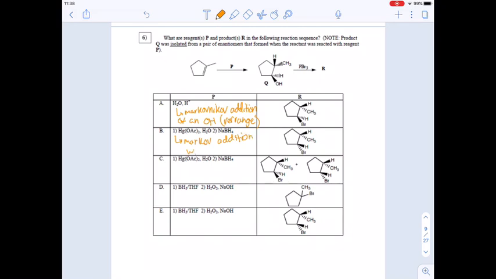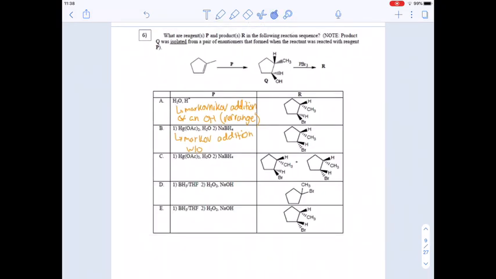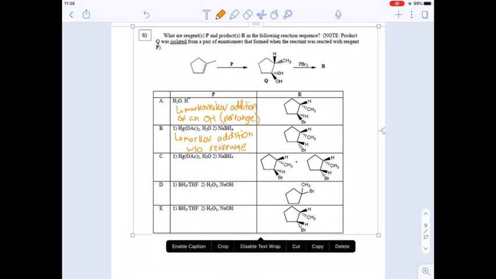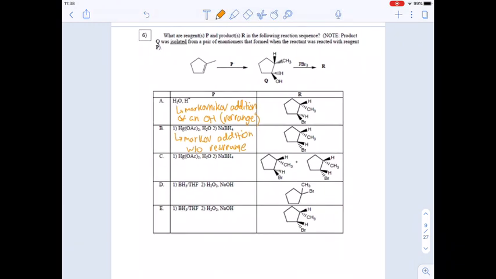Then B is the oxymercuration reaction, and this is the Markovnikov addition, without any rearrangement. And then C is the same thing, the oxymercuration reaction, and then D and E are the hydroboration reaction, and these are the anti-Markovnikov addition of an OH across a double bond without rearrangements.